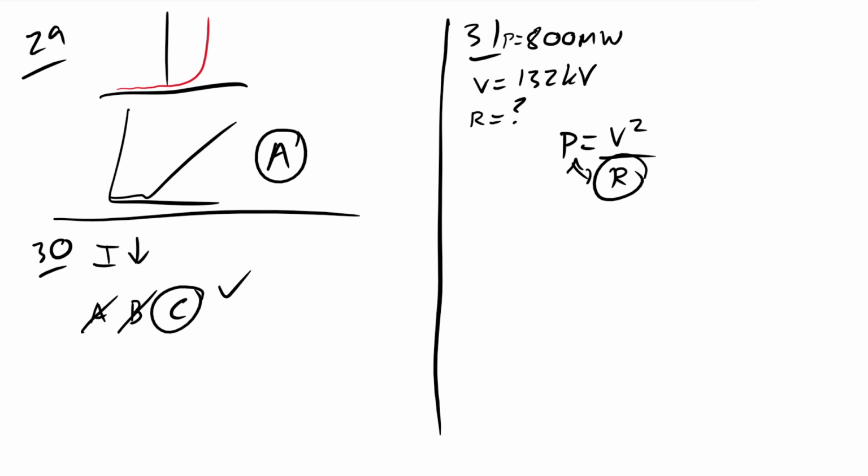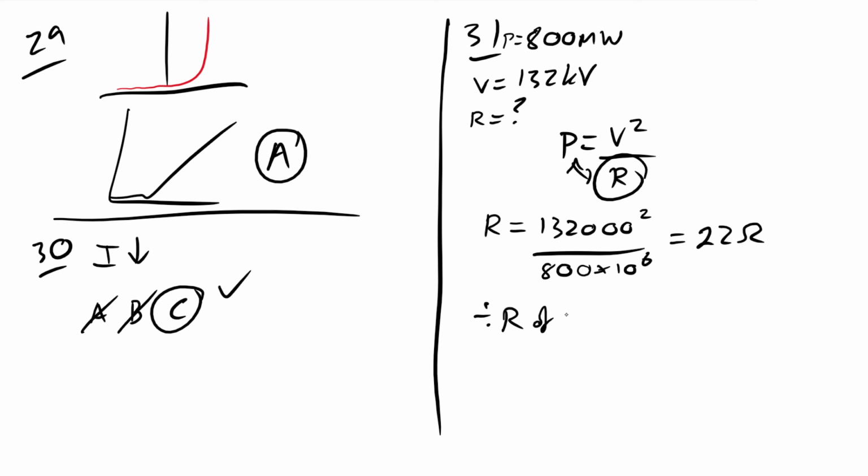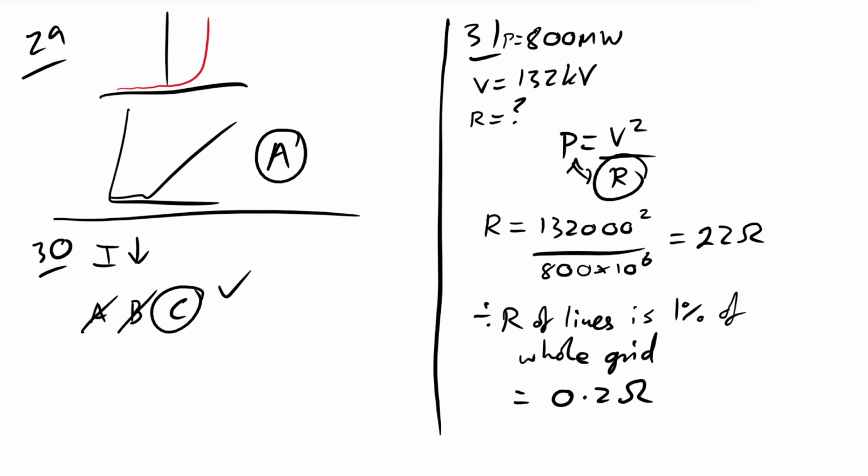So let's use our equation P equals V squared over R to find out the total resistance of the national grid. So that's 132,000 squared divided by 800 times 10 to the 6. And that gives us about 22 ohms. But we're told that 1% of the transmitted power is lost as heat. Therefore, resistance of lines is 1% of whole grid. Therefore, that's going to be 0.2 ohms. Not an easy one, that.